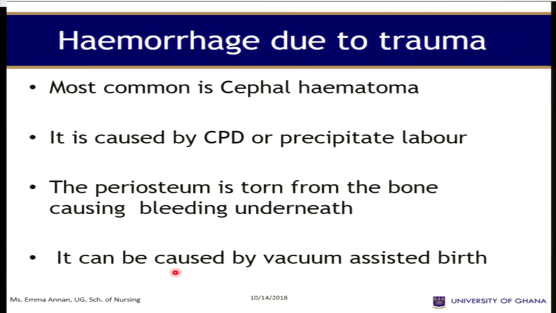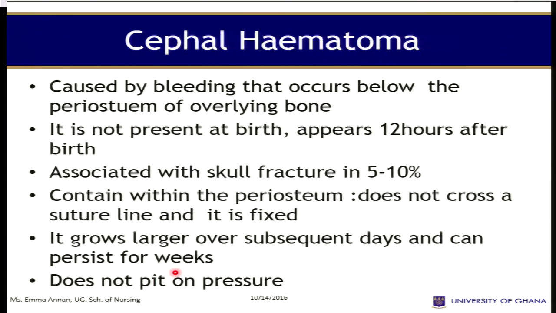It can be caused by vacuum assisted birth. It's caused by bleeding that occurs below the periosteum. It is usually not present at birth, unlike the caput, which is present at birth. In this case, it is not present at birth. You see it appearing after 12 hours after birth.